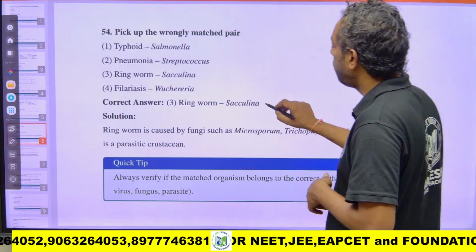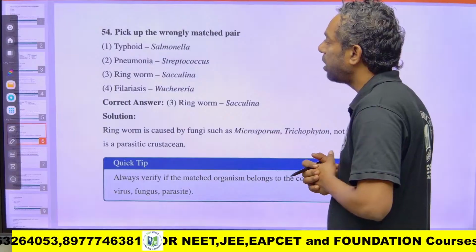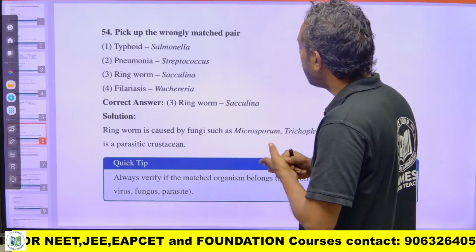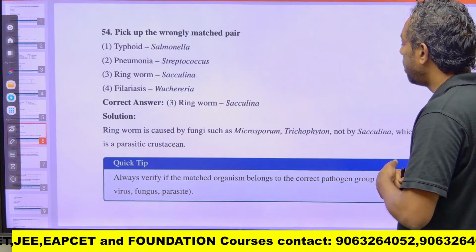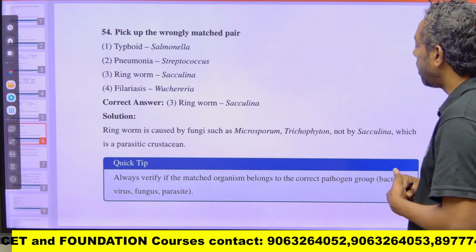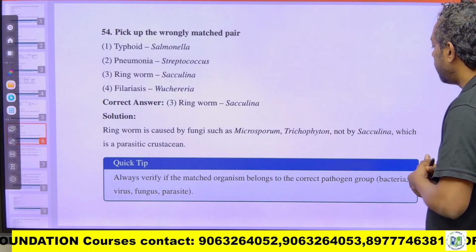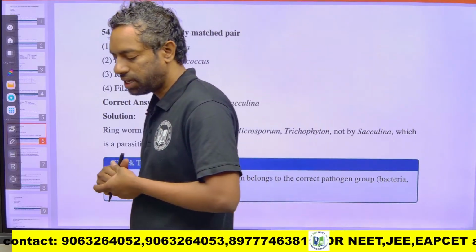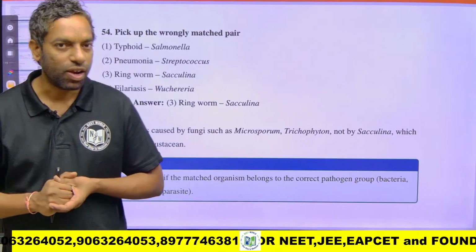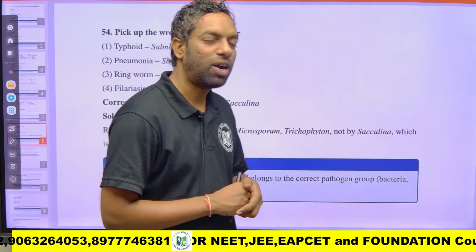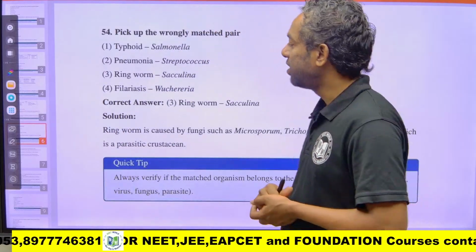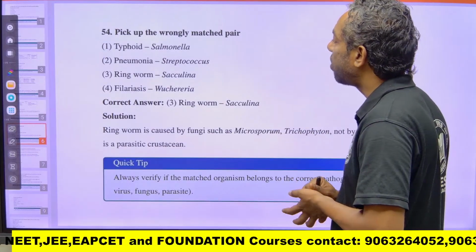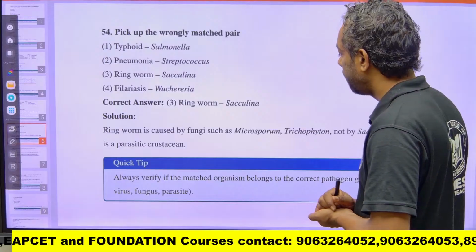The wrong pair is ringworm. Ringworm is actually a fungal disease, caused by fungi such as Microsporum and Trichophyton, and not by Saculina, which is a parasitic crustacean, a water parasite. Ringworm is nothing but a fungus. The third one is the wrong pair.